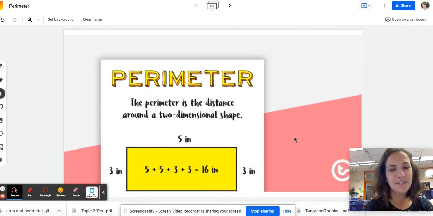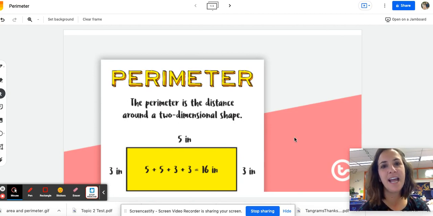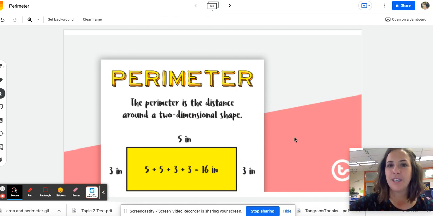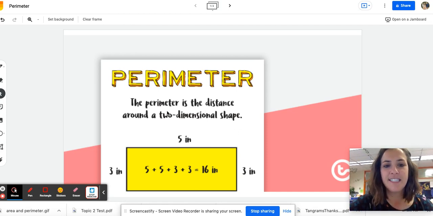Hey, fifth graders. We just finished our topic on adding and subtracting decimals, and one of the problems that you're going to be faced with talks about perimeter, which we haven't had an actual lesson on yet this year, so I want to take the time to talk to you about what perimeter is. So perimeter is the distance around any two-dimensional shape.